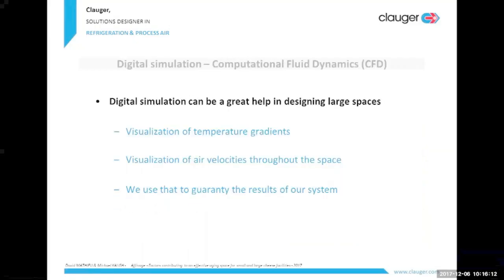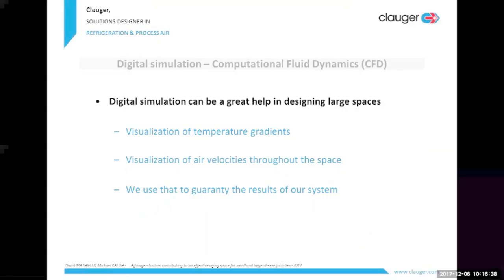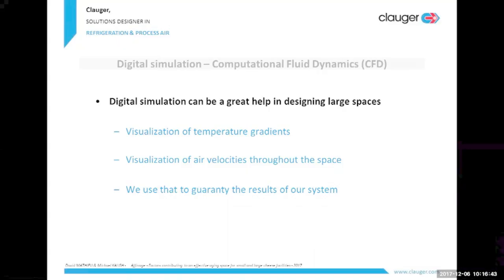In some cases, when we have to really guarantee the efficiency and especially the drying of the cheese, we will use digital simulation that we also call computational fluid dynamics, CFD. Of course, computers are getting more and more powerful, and we have very precise results. So it can help to design spaces. It can also help to solve issues in existing spaces.